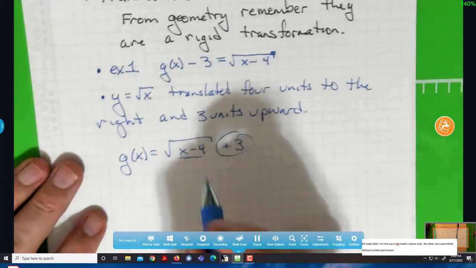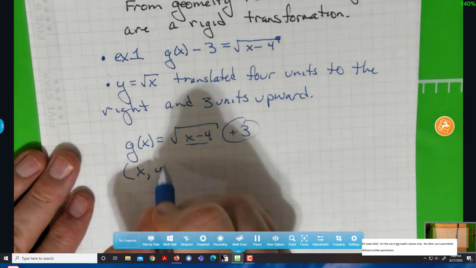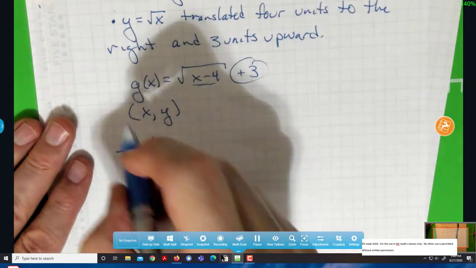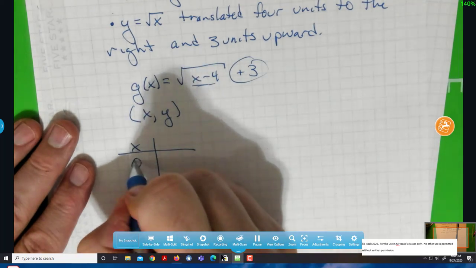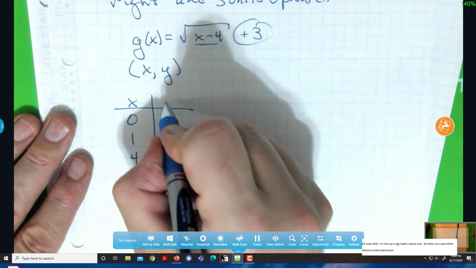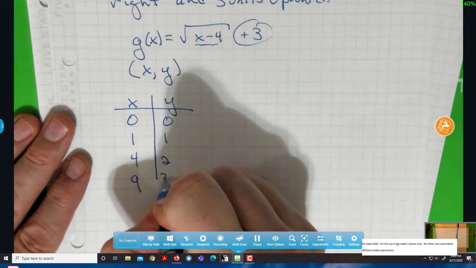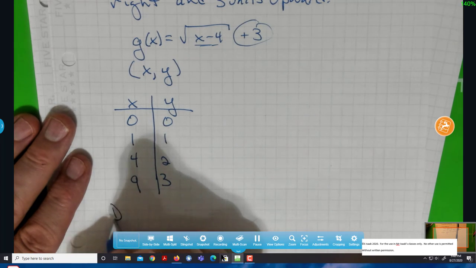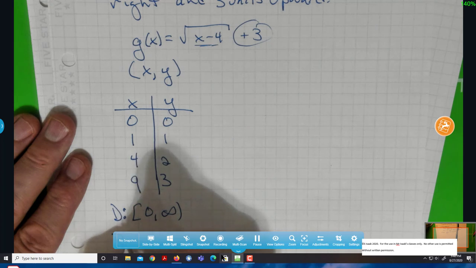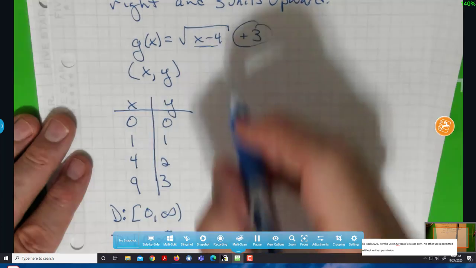I'll put positive 4. So we have an ordered pair on my pre-image, so let's start with what those are. My x-coordinates that make sense are perfect squares, so I'll put those down. My y-coordinates are the square root of these perfect squares. Okay. My domain and my range are both 0 to infinity, where 0 is included.